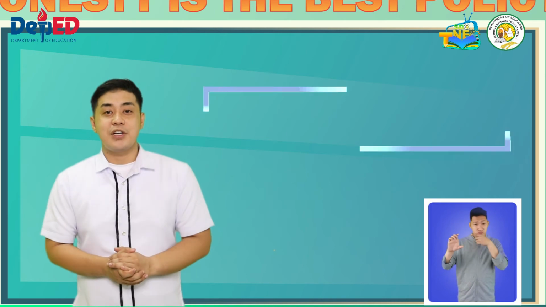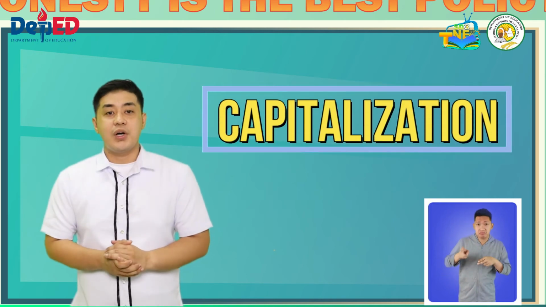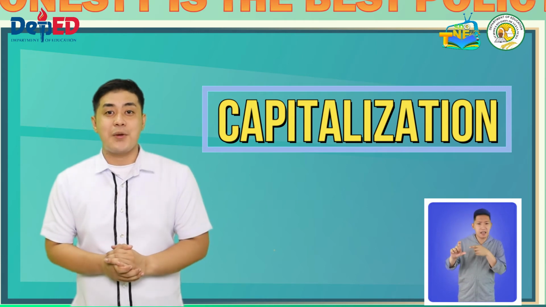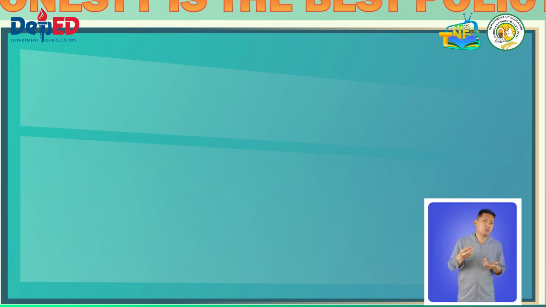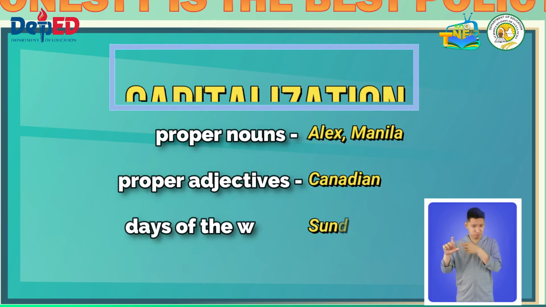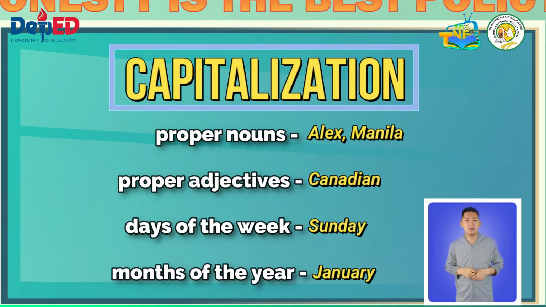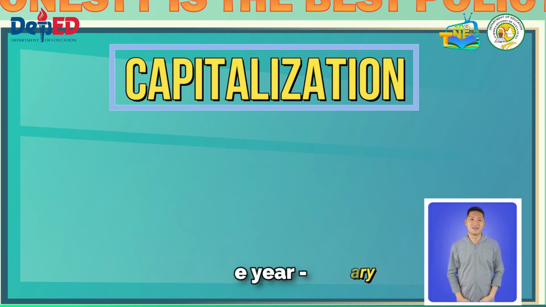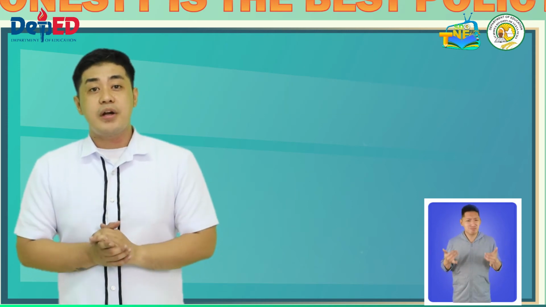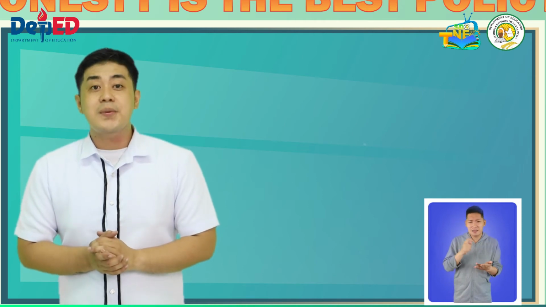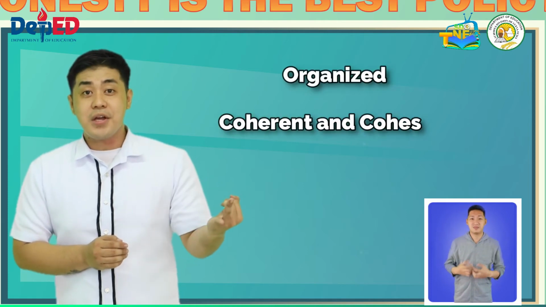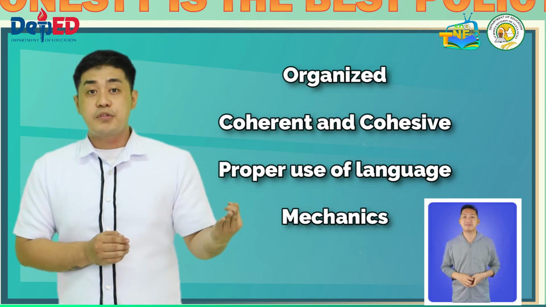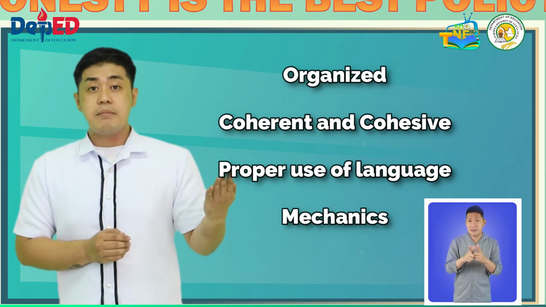Also, capitalization is something to take into account. There are rules in capitalization that one has to remember. Here are a few examples of words that require capitalization. Proper nouns, proper adjectives, days of the week, and months of the year. And so, to sum up our today's discussion, for a text to be considered well-written, it must be organized, coherent and cohesive, observing proper use of language, and mechanics.